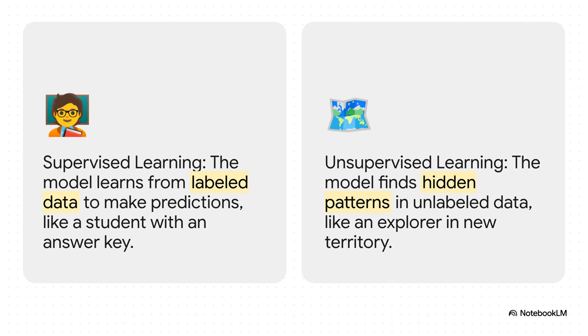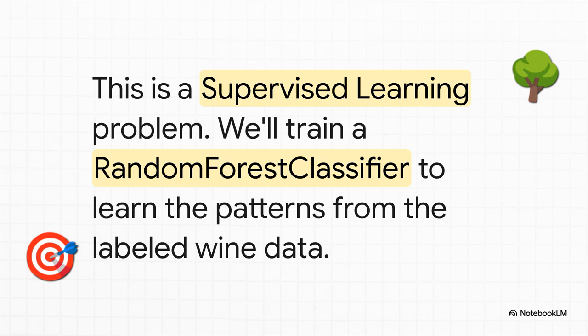On the other side, you have unsupervised learning. This is more like giving the machine a huge puzzle with no picture on the box and saying, go find the patterns. So, since we have the correct answers for each wine sample, this is a classic supervised learning problem.